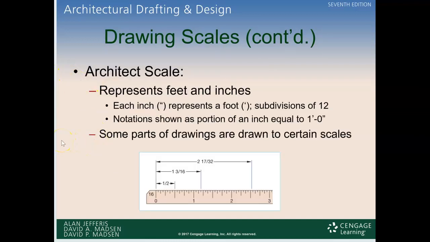Here's our architect scale. It represents feet and inches. Each increment is a foot, and each inch represents a foot. Subdivisions of 12. Notations are shown as a portion of an inch equal to 1 foot. So 1 inch is going to be 1 foot, and then each little subdivisions.